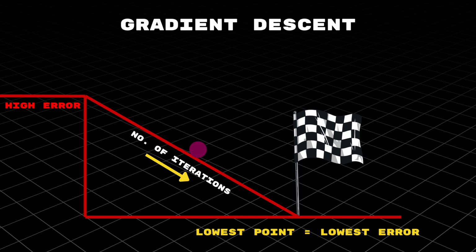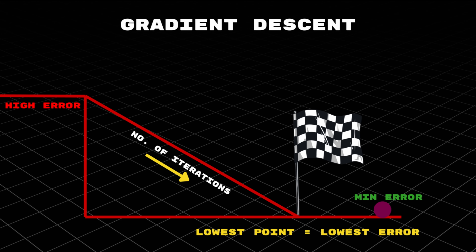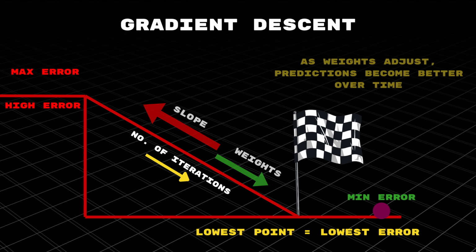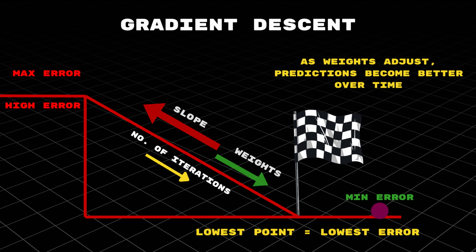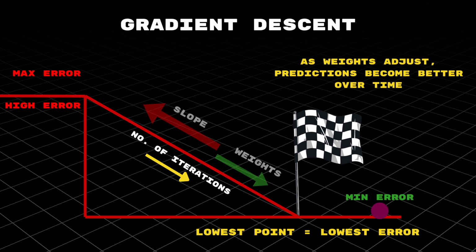Imagine rolling a ball downhill until it finds the lowest point. That's gradient descent. It searches for the lowest error. The slope of the hill tells which way to move. Weight shifts step by step opposite to the slope. This gradually improves the prediction over time. It's the backbone of model training.